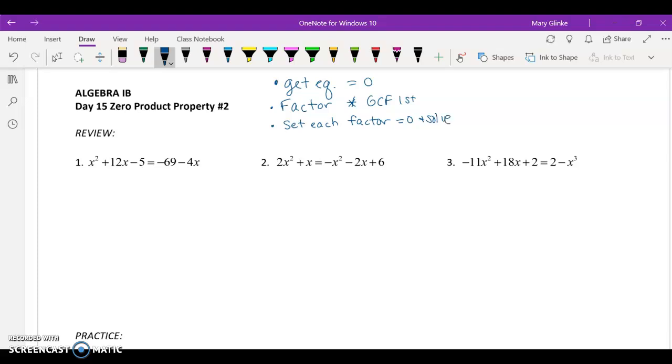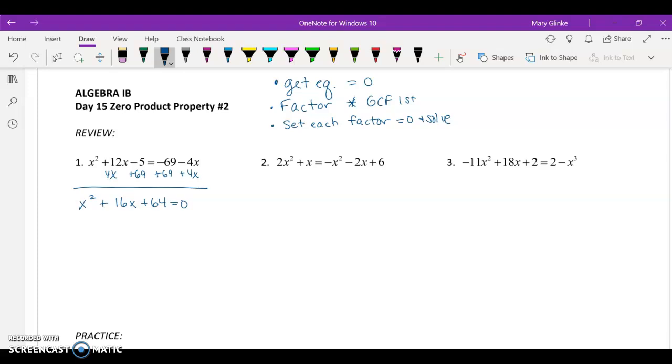So let's go ahead and practice this with number 1 here. We're going to move the 69 to the other side along with the 4x in order to get this equal to 0. So we get x squared plus 16x plus 64 equals 0. We're going to go ahead and factor this.